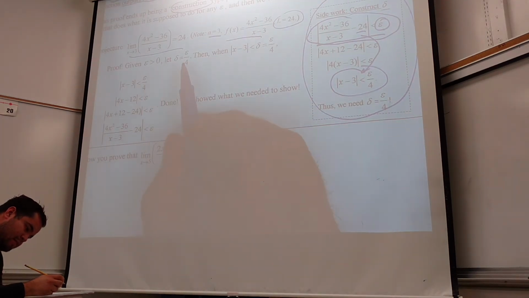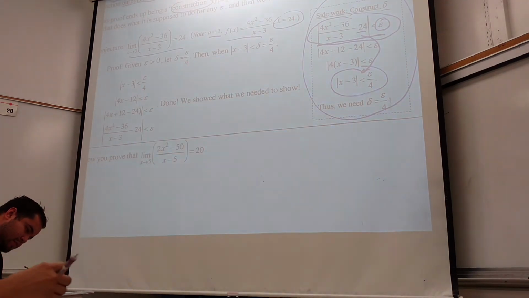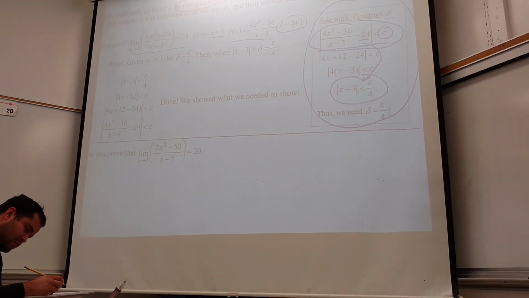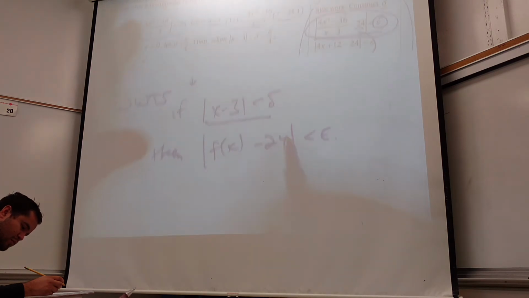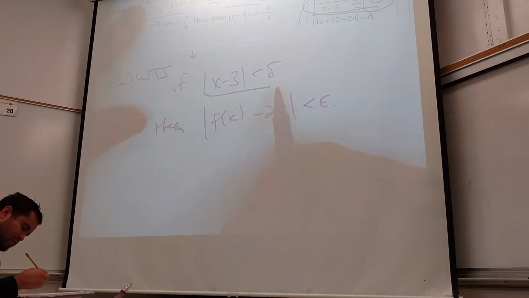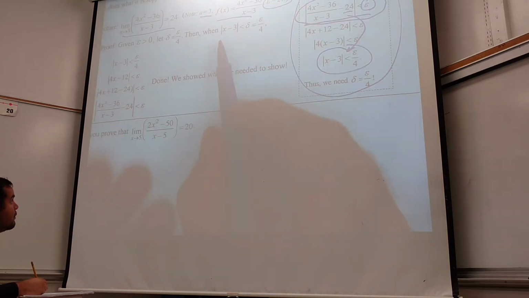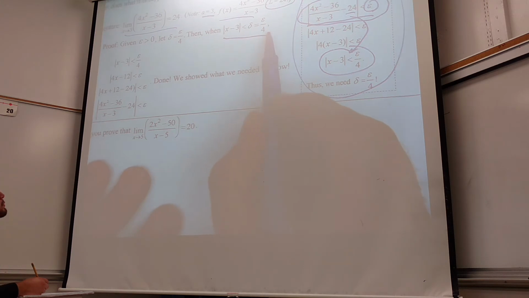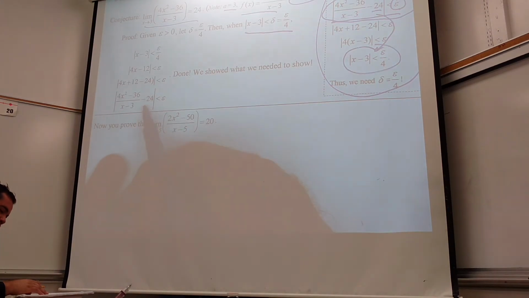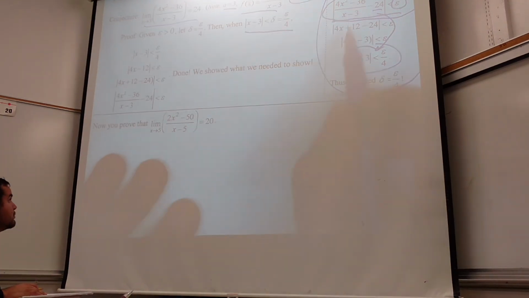Given epsilon greater than 0, let delta be epsilon over 4. We constructed that through the side work. Then, what are we supposed to show? What do we want to show? We always want to show if |x minus 3| is less than delta, that implies that |f of x minus 24| is less than epsilon. So, when |x minus 3| is less than delta, bam, bam, bam, bam, bam, and look at all this. Isn't that just that in reverse?